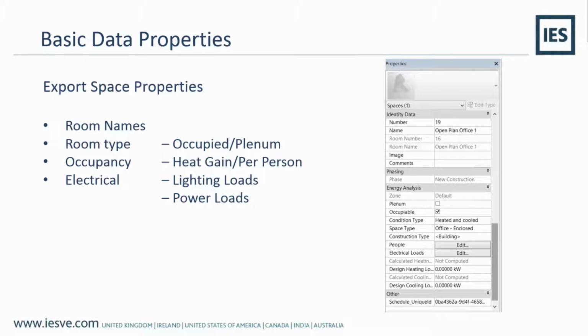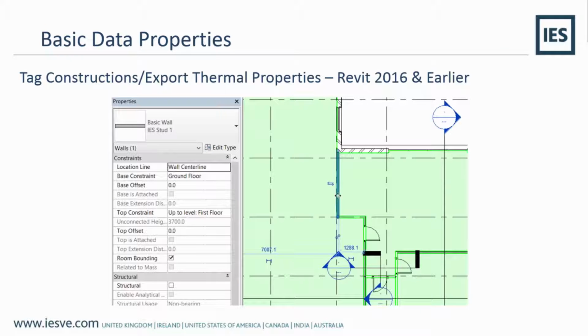If you're using Revit Spaces, you've got these additional options. You can take across not only the room names and the room type, you've also got the occupancy, heat gain per person, and also lighting loads and power loads. And these are found when you select a space or a room in your Revit model. You can see these in the property information. You can also tag constructions within your Revit model and drag across actual thermal data if you trigger that within the construction within Revit.